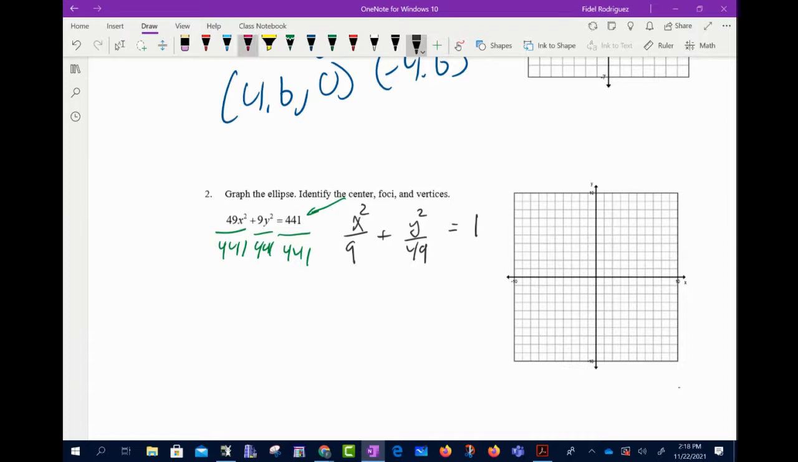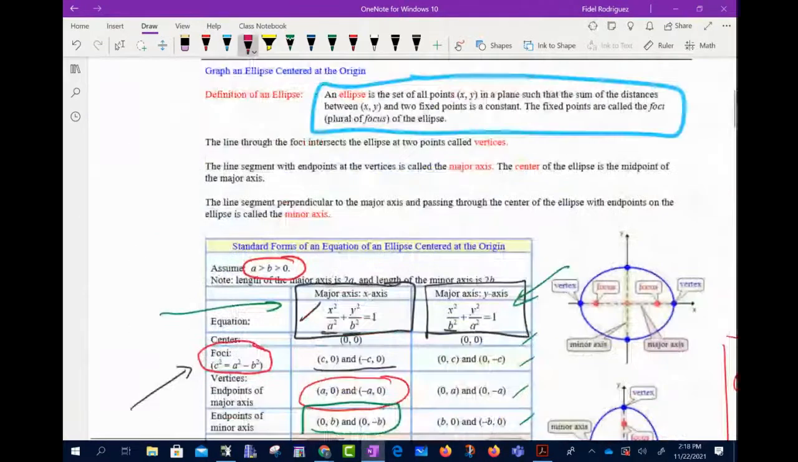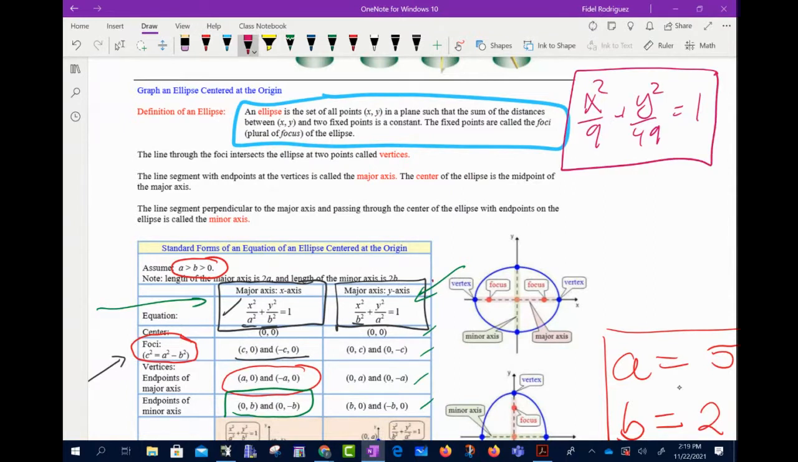All right, so take a look now, y'all. If I look at this equation right here, x squared over 9 plus y squared over 49 equals 1. I'm going to zoom back up here to the top and write that down over here on the side: x squared over 9 plus y squared over 49 is equal to 1.